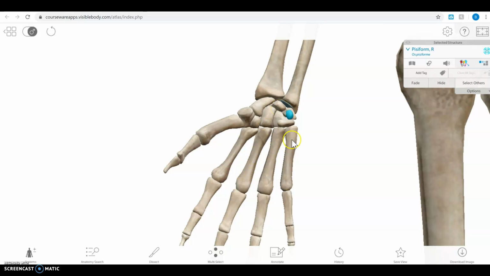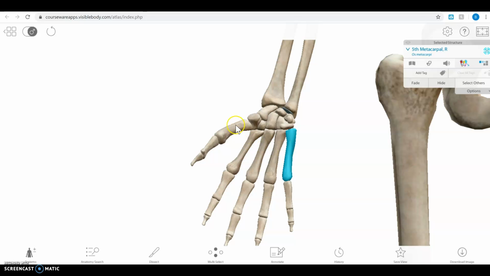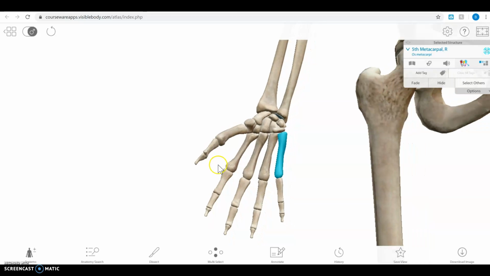So then you have your metacarpals. These are the bones of your palm. Your metacarpals are named 1 through 5, starting at your thumb. So this is the first metacarpal, second, third, fourth, fifth. And then you have your phalanges. Your phalanges are your finger bones. You have a proximal phalange, middle phalange or phalanx, and then distal. On your thumb, your thumb only has the proximal phalanx and the distal phalanx.